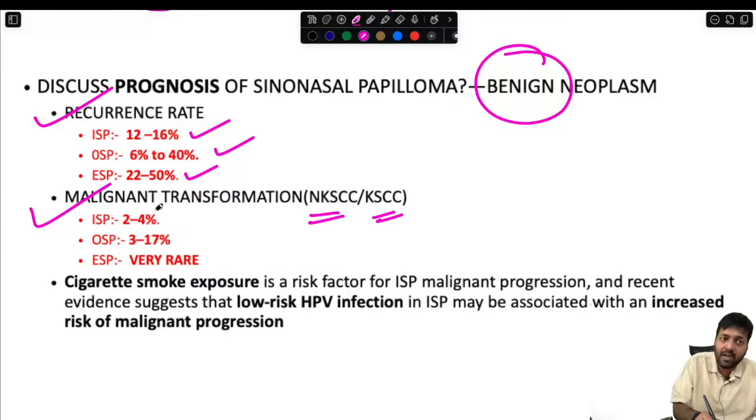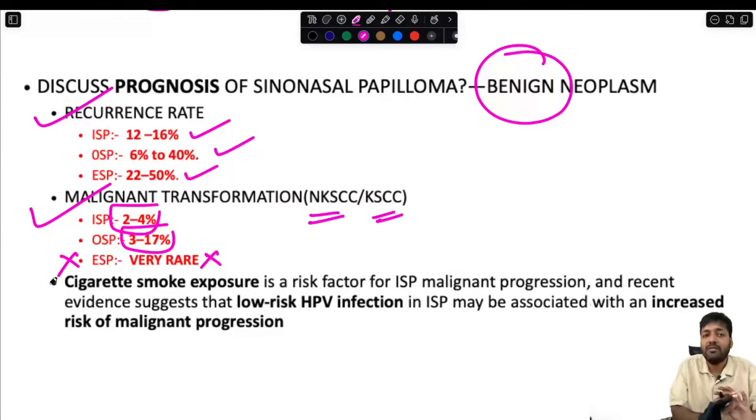Malignant transformation is also seen to non-keratinizing or keratinizing squamous cell carcinoma, and the malignant transformation rate for inverted variety is 2 to 4%. For oncocytic variety it is 3 to 17%, and as I said, the malignant transformation is very rarely seen in the exophytic variety.